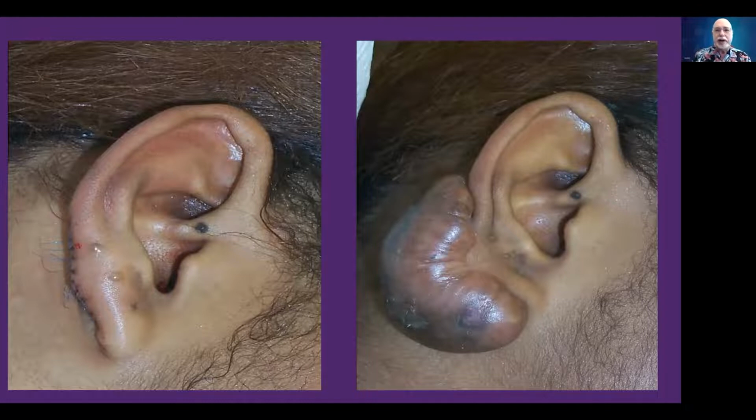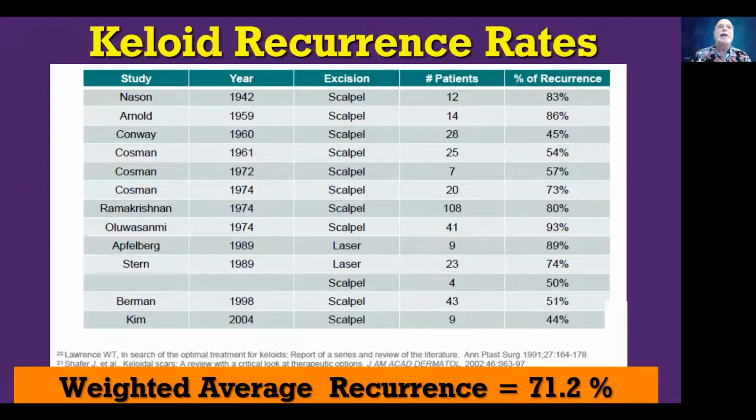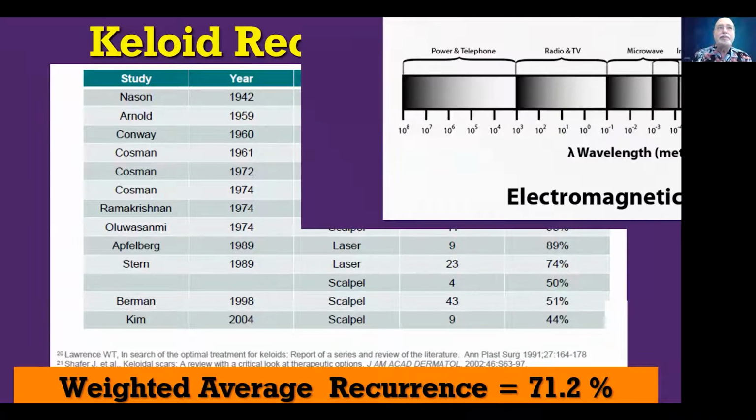The worst news is that, as we know, when keloids recur after keloidectomies, very often they come back larger than the original keloid. Now, I hope this never happens in your practice, but indeed, if you look at the literature, keloids recur 71% of the time after keloidectomy. So it's a big problem.